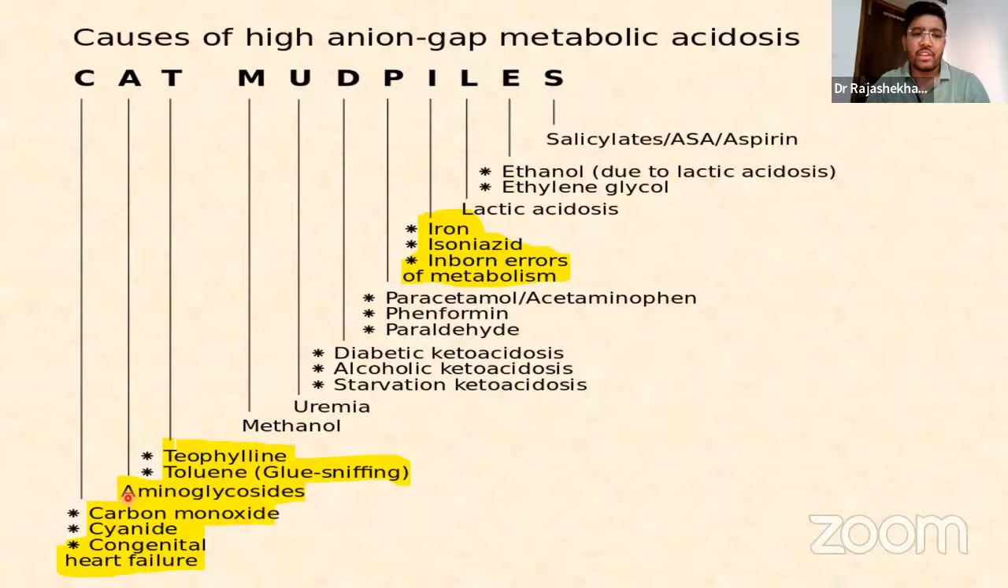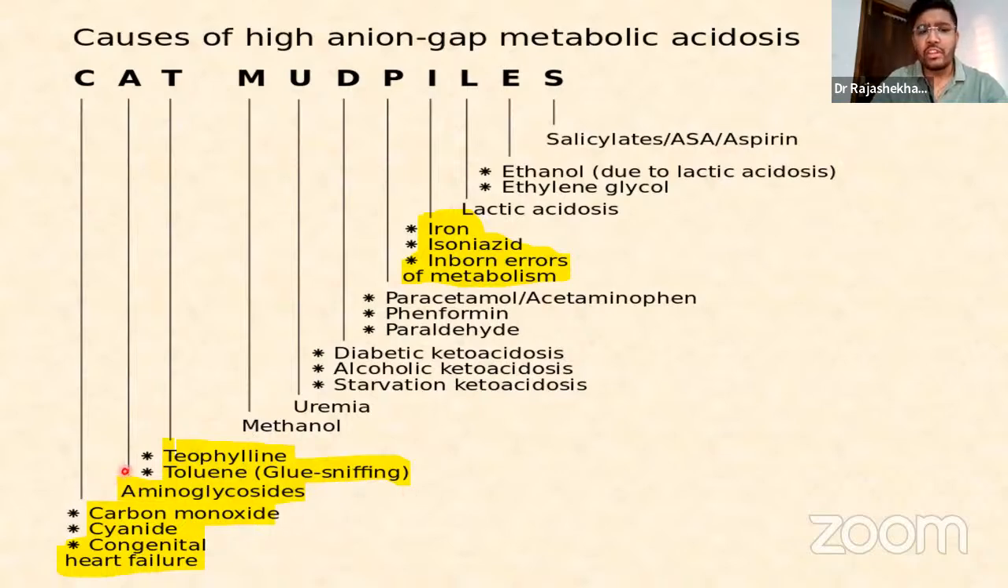Whereas this aminoglycoside-induced metabolic acidosis, we usually expect aminoglycosides are tubular toxic drugs which can cause acute tubular necrosis, etc. So they are expected to have a normal anion gap metabolic acidosis. So I tried to search through a lot of literature. I could not find out how the aminoglycosides came into this picture and how the aminoglycosides are causing high anion gap metabolic acidosis. So I don't know whether aminoglycosides actually cause high anion gap metabolic acidosis or not.